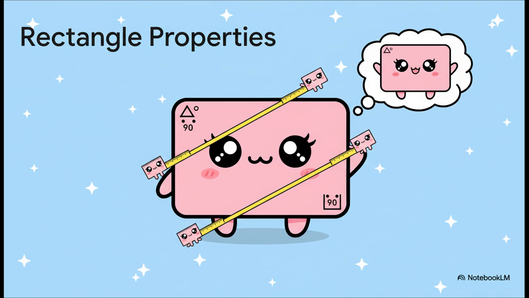And this is a super important point, so listen up. Every single rectangle is a parallelogram, but not every parallelogram is a rectangle. Why? Because of that strict 90-degree rule. That's a special upgrade, and it has a cool side effect. It forces the diagonals to be the exact same length. That's a unique rectangle thing.